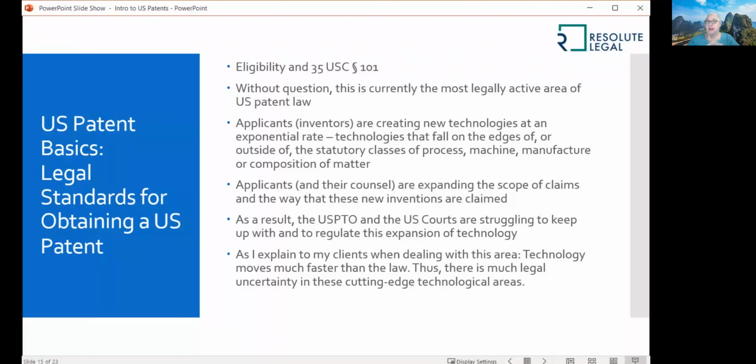As I explained to my clients dealing with cutting edge technology, technology moves very fast and it is just increasing. It's getting faster and faster. And law moves very slow. Change in the law moves very slow. And so there's a lot of uncertainty in this area of the law right now. Certainly in the US, throughout the world too, but it's definitely a big concern in the United States as new technologies come online.